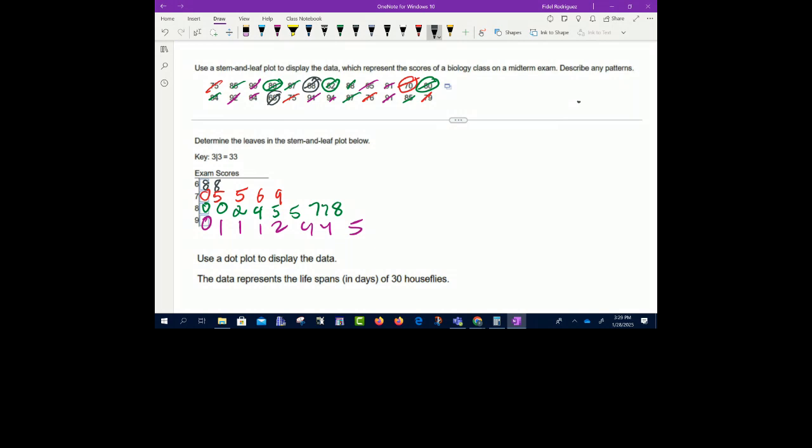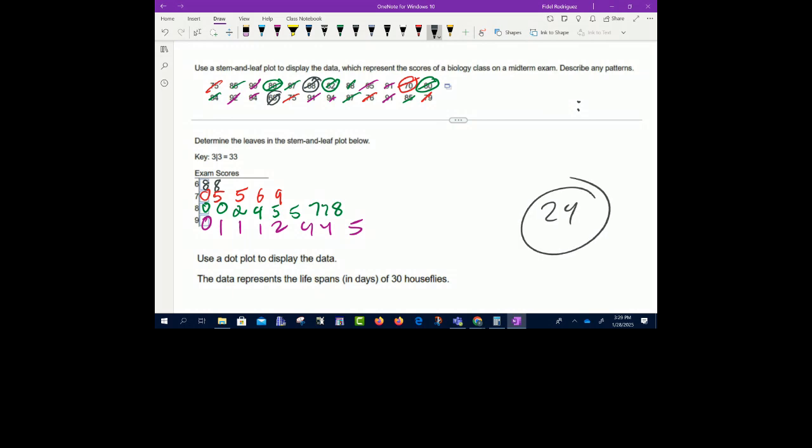Not for the sake of just making me put numbers in lists. But if I wanted to figure out how many people took the exam, I could say, look, 1, 2, 3, 4, 5, 6, 7, 8, 9, 10, 11, 12, 13, 14, 15, 16, 17, 18, 19, 20, 21, 22, 23, 24. 24 people took the test, right?